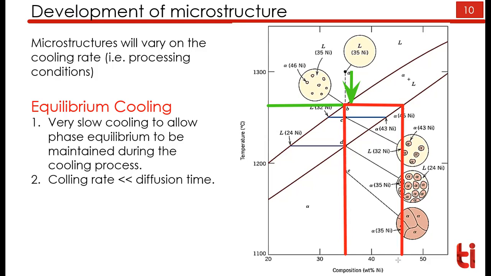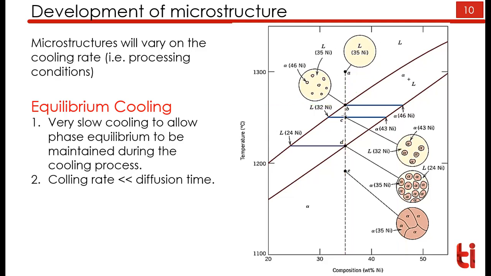Now, if you see carefully, nickel has the highest melting point. So it means nickel atoms will come together as clusters first compared to copper, because while cooling down, nickel atoms will come first. Then copper has a lower melting point. This is how the microstructure boundary will evolve.